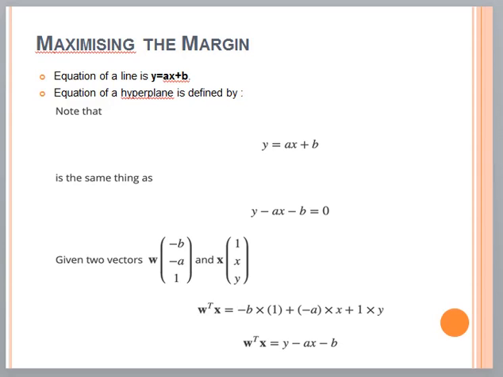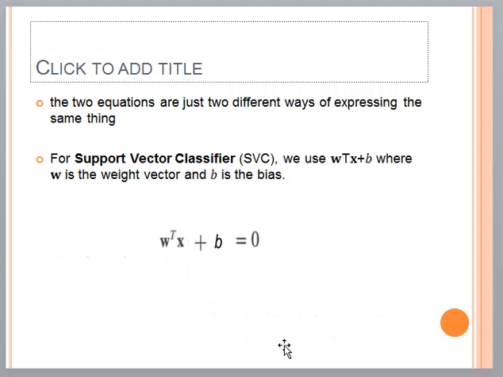So we have two equations here, and we see that W transpose of x is y minus ax minus b, which is very similar to this one. So if I equate these two equations, I can write this equation as W transpose of x plus b is equal to 0. Right, so the two equations are just two different ways of expressing the same thing.